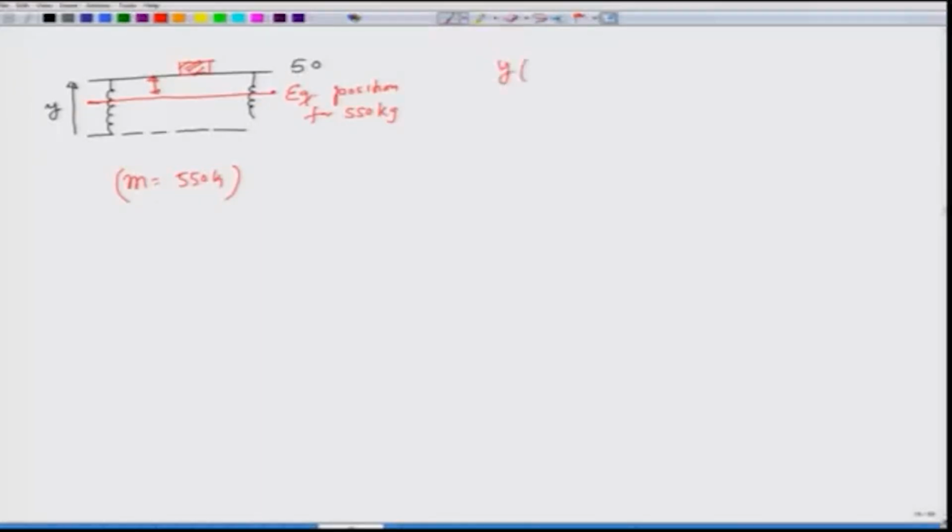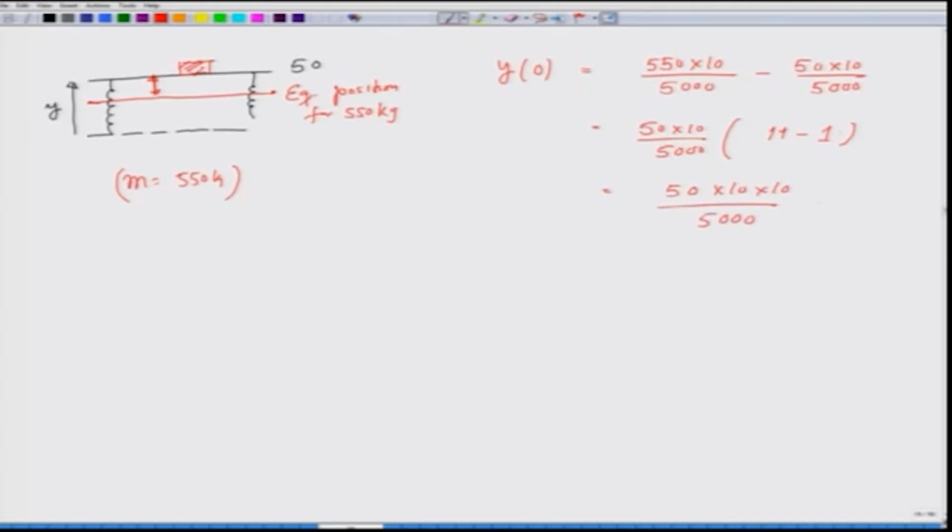So, y at 0 is this distance, which is going to be equal to 550 times 10 mg divided by k, 5000, minus 50 times 10 over 5000. So, this comes out to be 50 times 10 over 5000 times (11 minus 1), which is 50 times 10 over 5000, which is 1 meter.